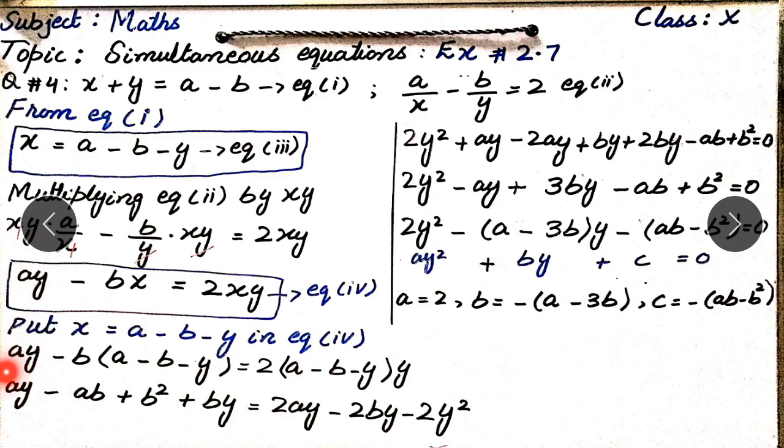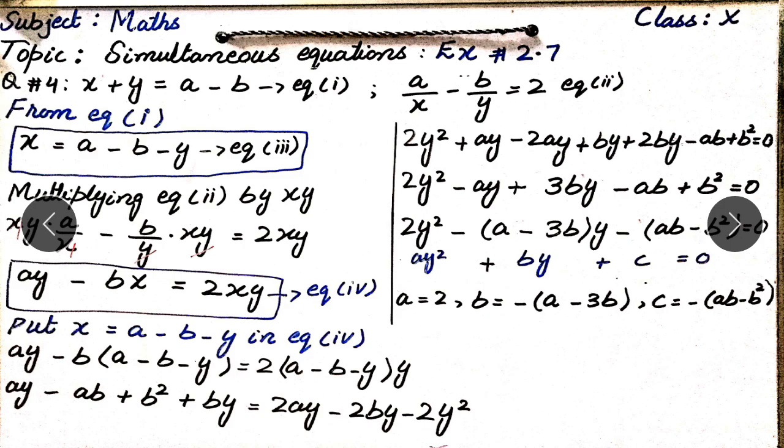Okay, a is written as it is, y is written as it is, minus b, and instead of x the value is written, then equal to, and instead of x we write the value, and y is written as it is. A into b, then you can see here the bracket, so bracket shows multiplication, minus minus plus, b into b, b square, and minus minus plus by, then 2a minus 2b. You can see here 2 is also being multiplied and y is also multiplied, so 2ay and 2by, then you can see here minus 2y square.